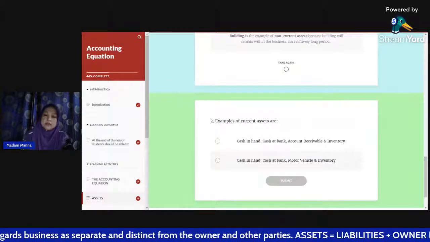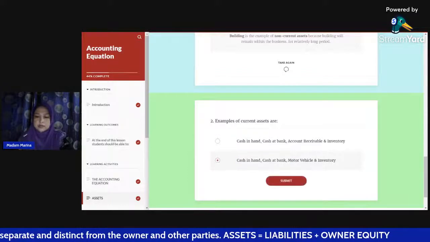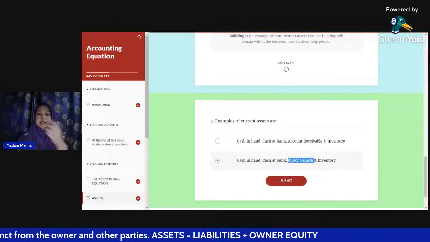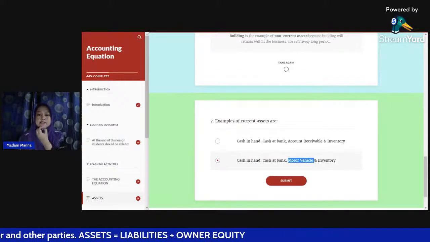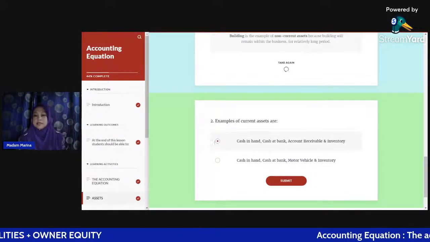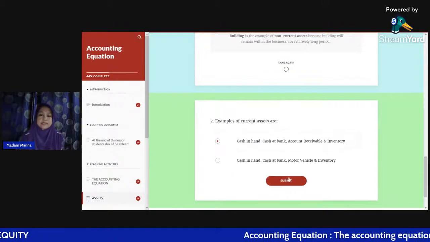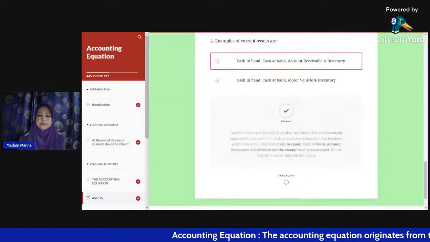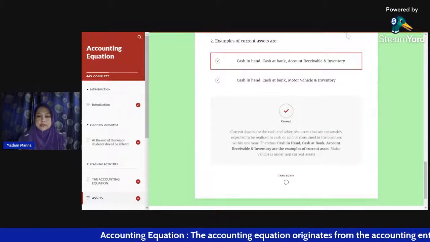What happens with the second option? We have motor vehicle. That's the wrong item. Motor vehicle is a non-current asset. So the best answer is the first one, cash in hand, cash at bank, account receivable and inventory. Submit. Okay, good. Correct.